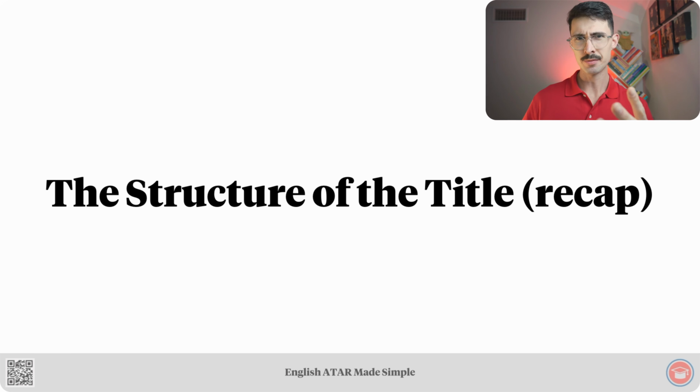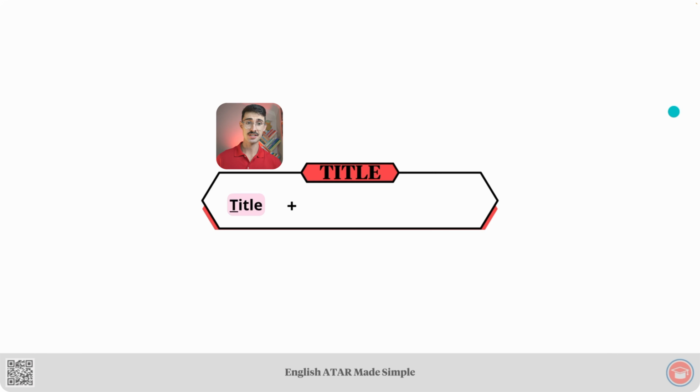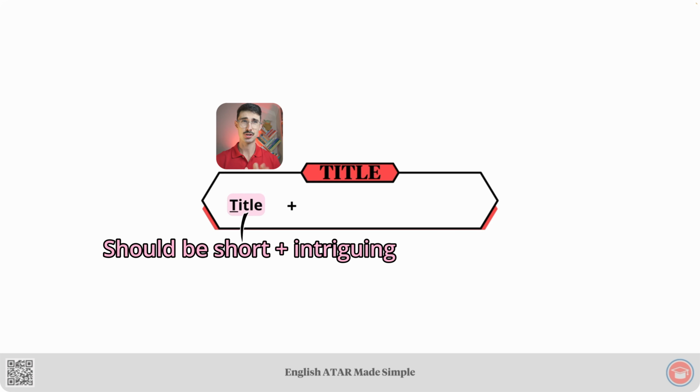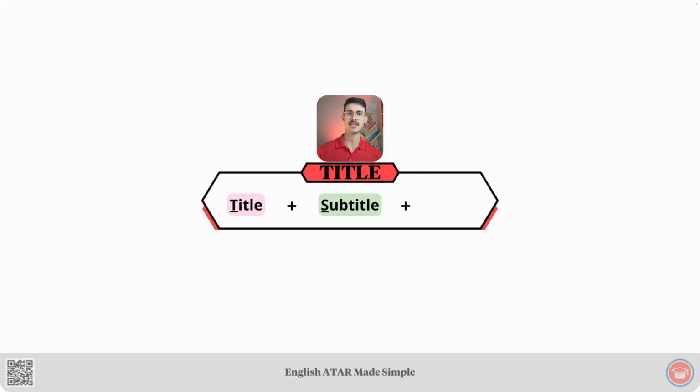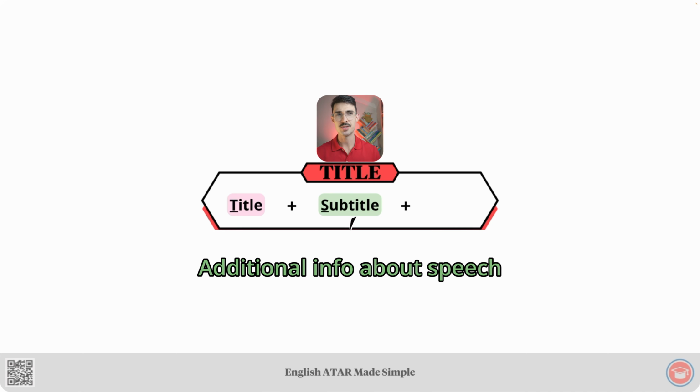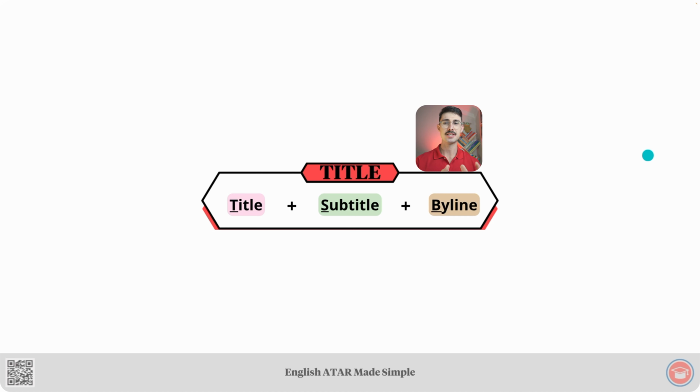It has three components, and they are, firstly, the actual title itself. Remember that the title should be short and intriguing, and you can make the title short and intriguing through the use of alliteration or a pun. The next element in the title is the subtitle. The subtitle just gives additional information about the contents of your speech. The third and final element is the byline.